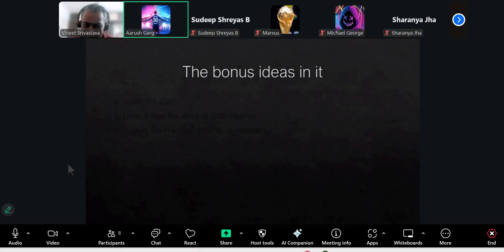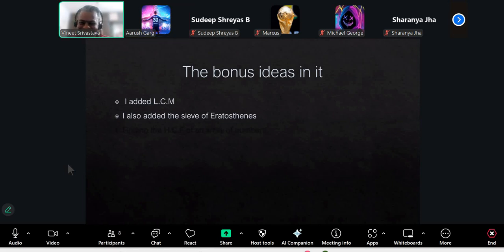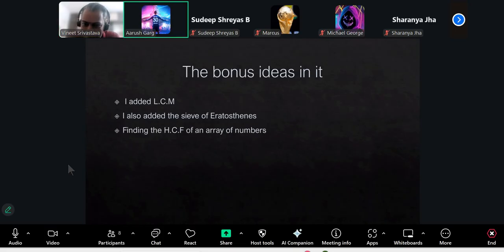The bonus ideas in it: I added LCM in it. I also added the Sieve of Eratosthenes. I hope that's the correct pronunciation. And I also added finding the HCF of an array of numbers.